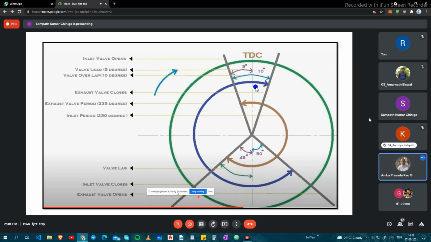So how many degrees is the fuel injection period during which the combustion has to take place? It is 15 degrees. 15 divided by 6000, so that means 1 by 400. Am I right? 1 by 400. Yeah.